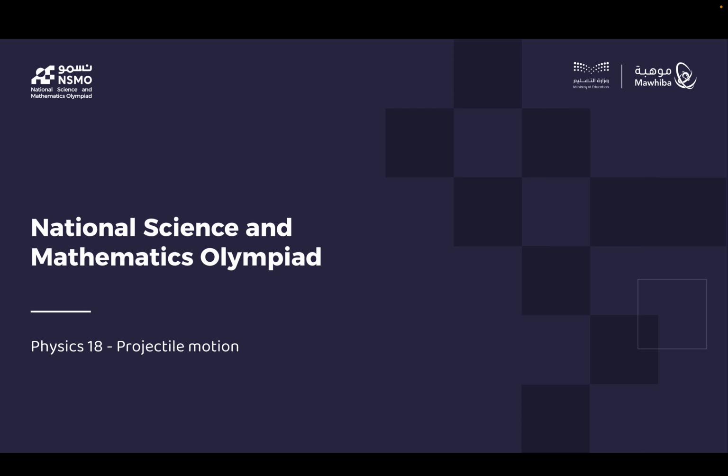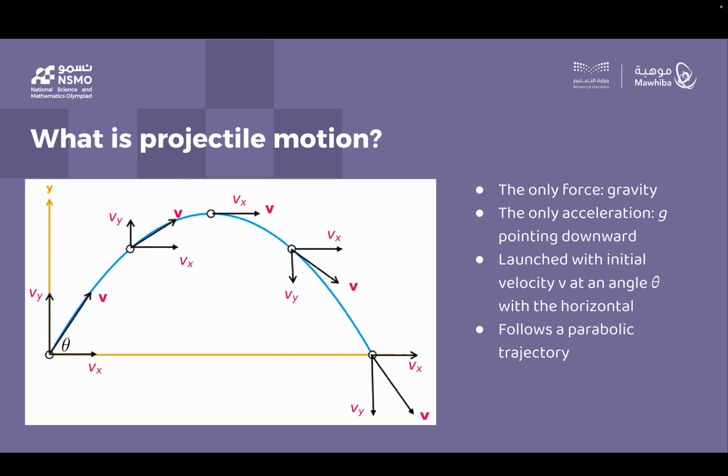In this video, we will apply what we learned so far to describe projectile motion. This motion means that an object is launched at an angle. Following the launch, the only force acting on it is the gravitational force. Thus, the only acceleration we need to take into account is the gravitational acceleration g, which points downward. Describing this motion, we use the fact that the projectile was launched with an initial velocity v at an angle theta with the horizontal direction. In this case, the object will follow a parabolic trajectory.